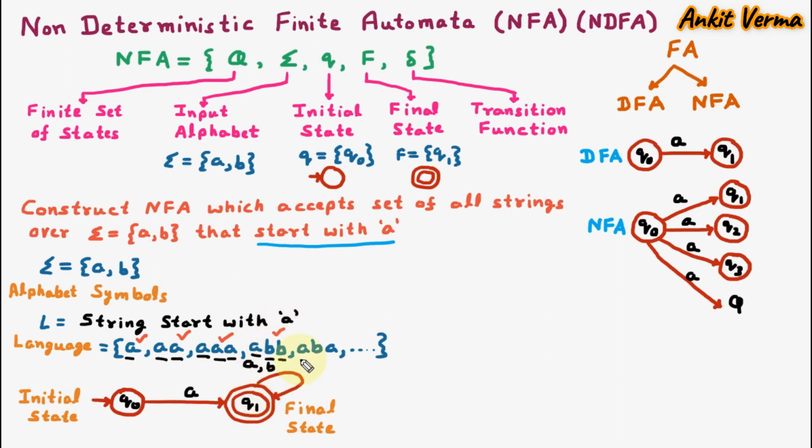In a similar manner, if A is coming, Q0 to Q1, then B is coming, Q1 back to Q1, then A is coming, Q1 back to Q1. This is also accepted by the NFA. This NFA is ready. We can see that it is different from a DFA. In a DFA, every state must have a transition for each input symbol, but in an NFA it is not required. In the NFA we can see that at Q0 we have the transition for A but not for B.